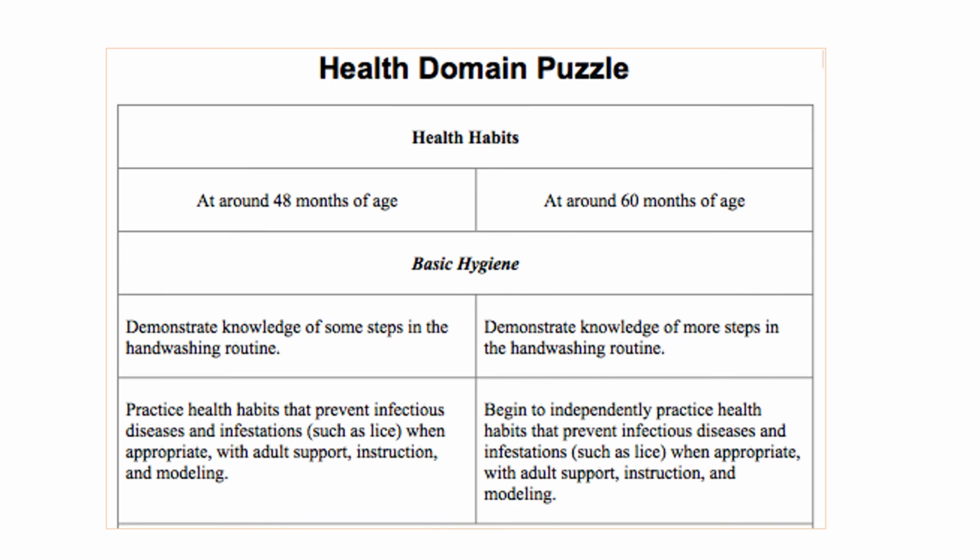And so the definitions would be: demonstrates knowledge of some steps in the hand washing routine, and then practices health habits that prevent infectious disease and infestations such as lice when appropriate, with adult support, instruction, and modeling. That's for the 48 months. And 60 months: demonstrates knowledge of more steps in the hand washing routine and begins to independently practice health habits that prevent infectious diseases and infestations such as lice when appropriate and with adult support, instruction, and modeling.